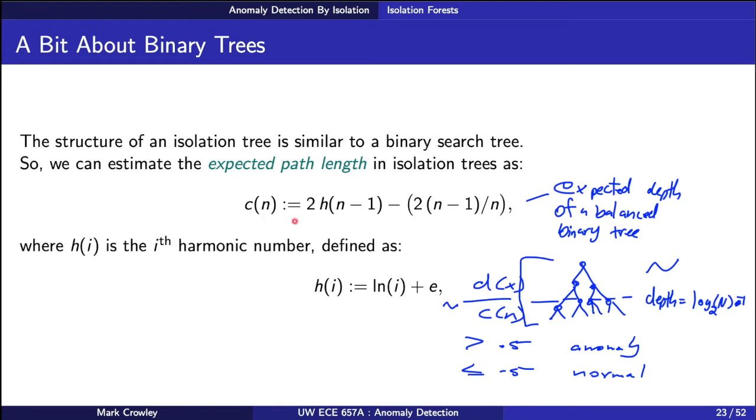There is one other part to the algorithm that uses this in some way, normalizes it. That's the part that's missing. But the harmonic number is based on the size of the data set at that point.